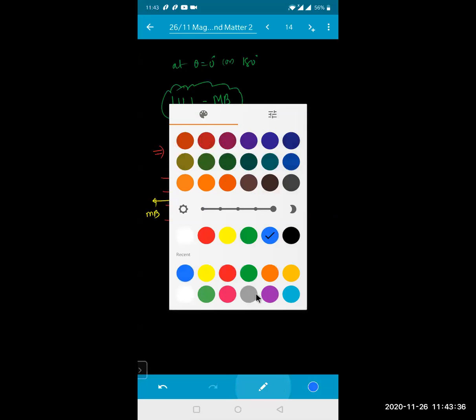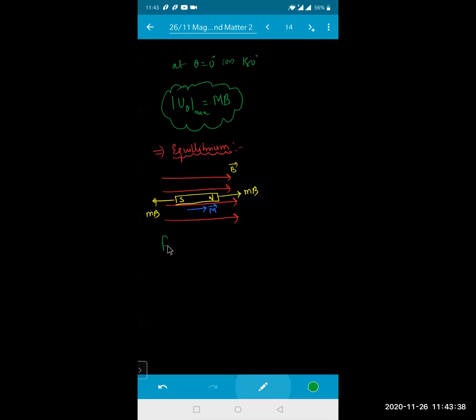So what will be the net force on this? Can anyone tell? F net is equal to what? The forces are the same, so they cancel and it becomes 0. Torque will be equal to mB sin theta. So what is the angle between M bar and B bar? Sin 0, so that will be equal to 0. So the torque acting on this will become 0.